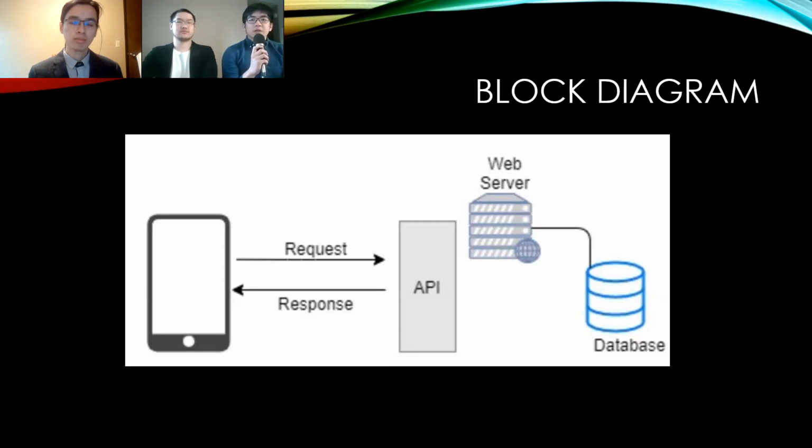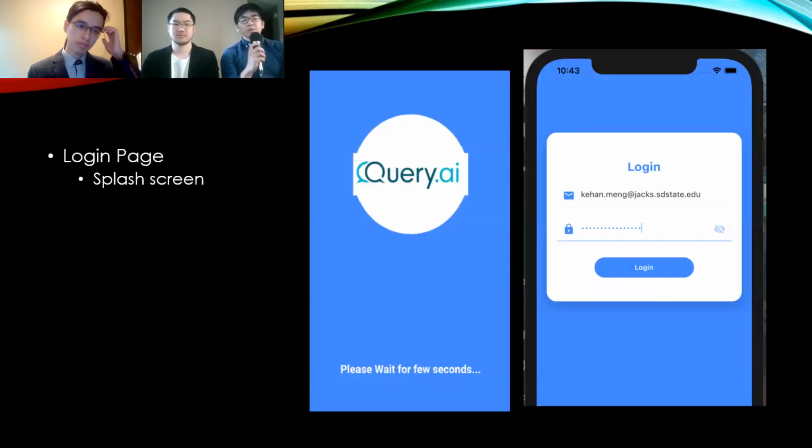So this is our block diagram. Our project is really simple. So we basically just call an API, which is provided by the Query.AI web server, and that API responds to us, and we get the information we want from the API. And as for the web server and database, we do not have to know what's going on between those, and we just need to know what this API does and what we can get from this API, and use the API provided from Query.AI.